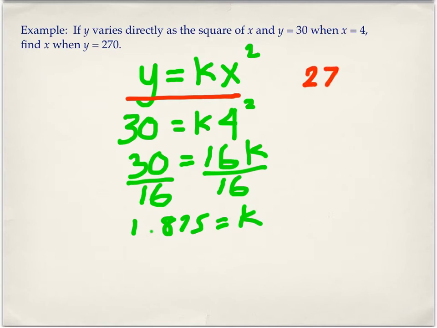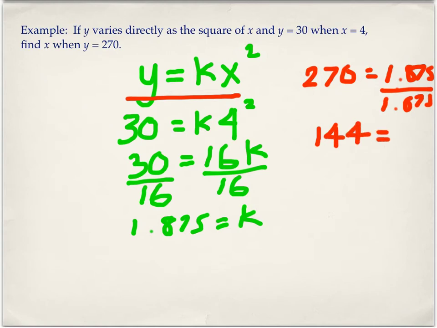We know that y is 270, and now we know that my k value here is 1.875. I know that x is in there someplace, so I'm going to divide by this 1.875. If I take 270 divided by that, I get 144 for x. So that's another way that you can solve those, kind of bypassing the proportion type idea.